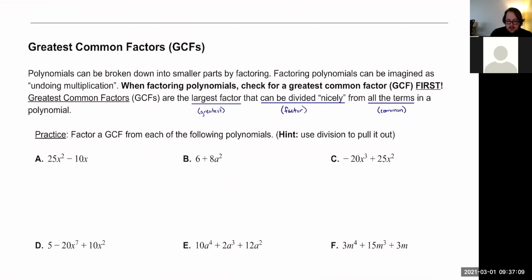Now, below we have some expressions, polynomial expressions, where we're going to factor out the greatest common factor from each. There is a hint here, however, that is suggesting we use division to pull it out. So we're going to see this in action.